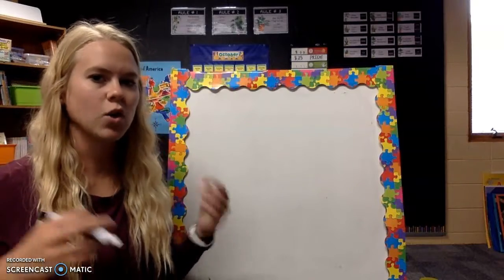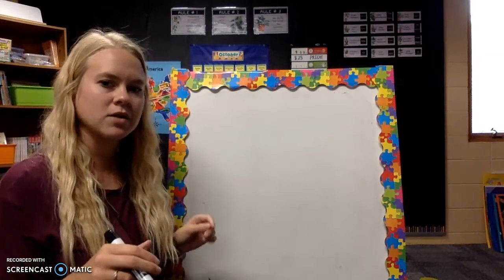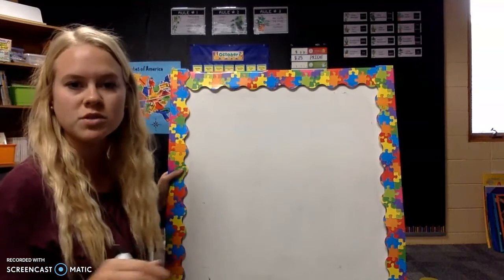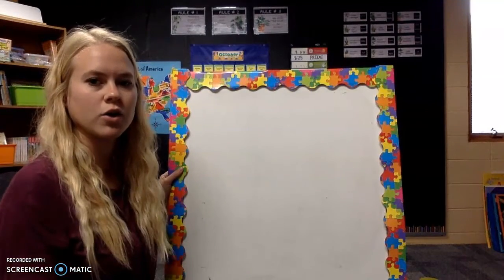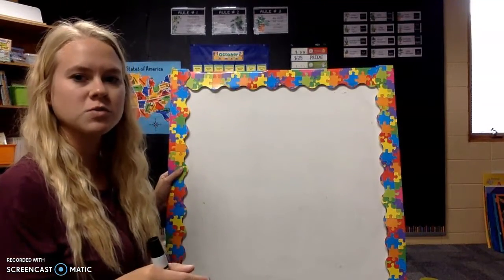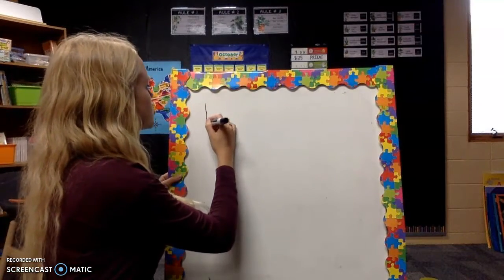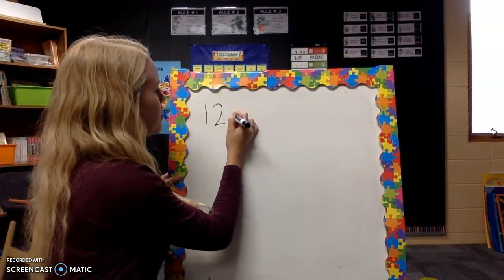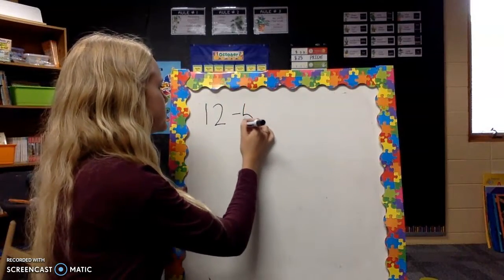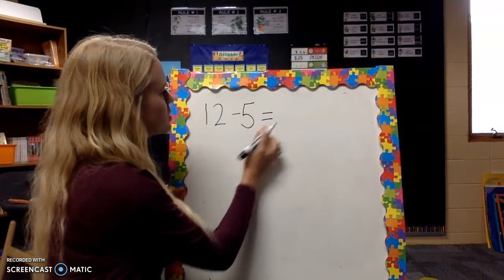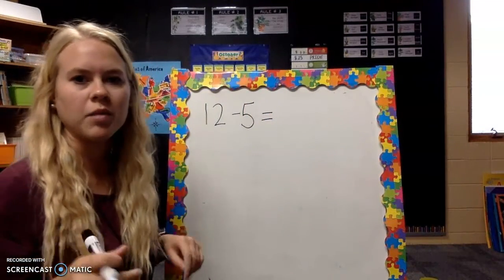Okay. Now that you have a piece of paper and you have a pencil or something to write with, we're going to do a few subtraction problems together. I'm going to write one up on the board and I want you to write it on your piece of paper too. The first one we're going to do is 12 minus 5 equals, so write this on your paper too.